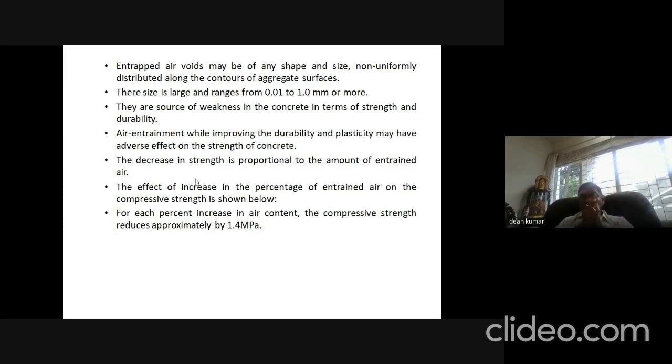They are sources of weakness in the concrete in terms of strength and durability. So that is the problem. Wherever the air voids are there in the concrete, they are the sources of weakness. They form a weak layer. Therefore, you will not be able to get a dense concrete. Entrapped air means when air is trapped inside.